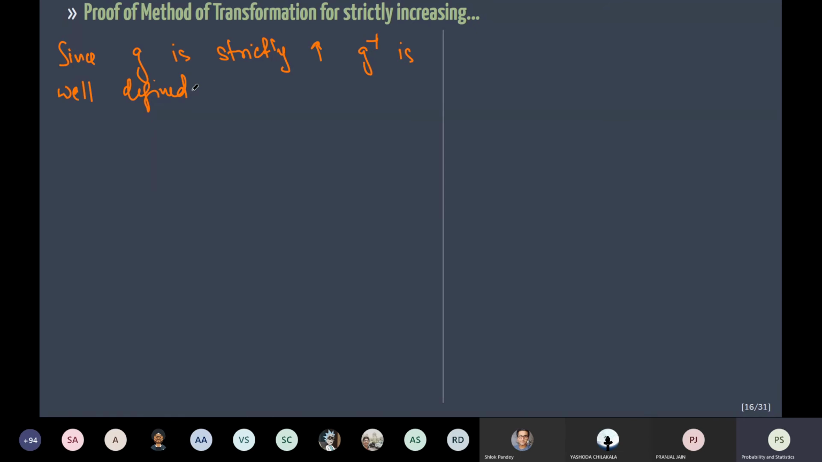In other words, G inverse exists, right? Because for a strictly increasing, in other words, for a monotone, strictly increasing or decreasing function, it's well defined. So for each y in the range, there exists a unique x1 such that g of x1 is equal to y.